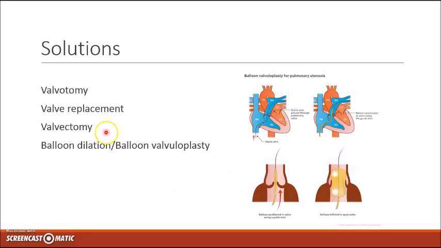Now we have the other one, valvectomy. In this case, the valve itself is removed, and it is replaced with an outflow patch to improve the blood flow. We have valve replacement. Yes, the valve itself is removed. However, it is replaced with another valve from another human.